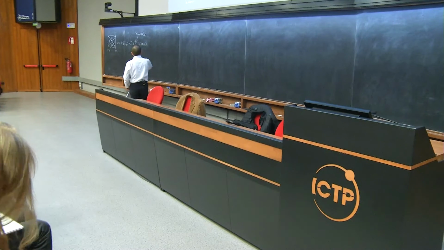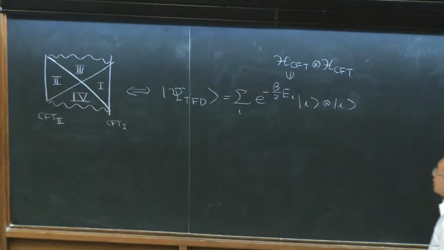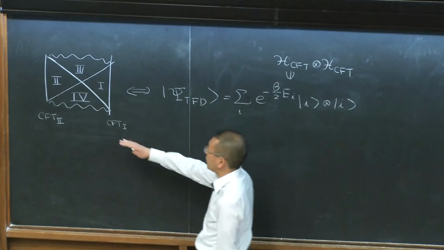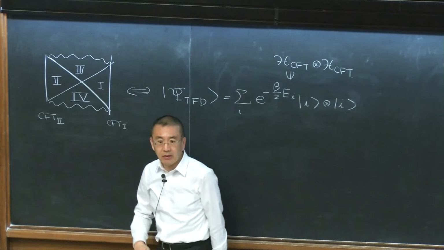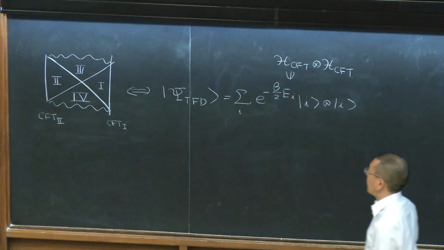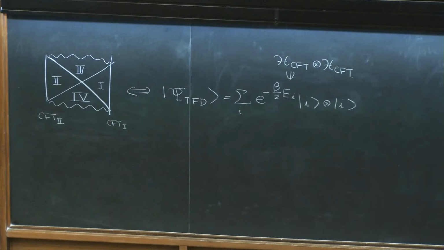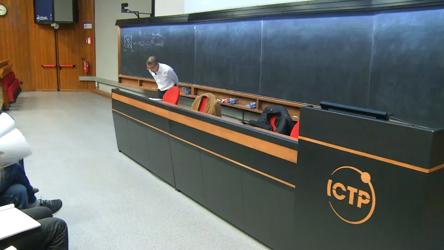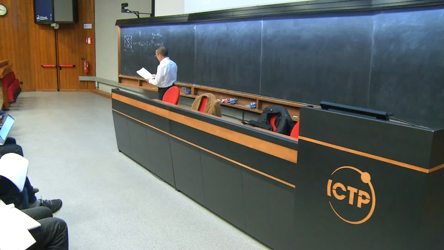And one thing I want to remind you is that in the last lecture, I argued that this eternal black hole in anti-de Sitter space is dual to the thermofield double state in the tensor product of conformal field theory Hilbert space. This was proposed by Maldacena in 2001.